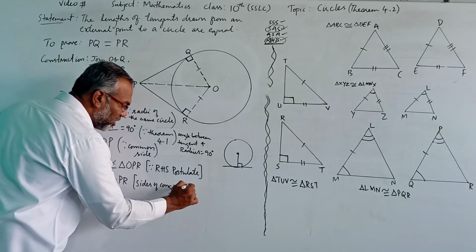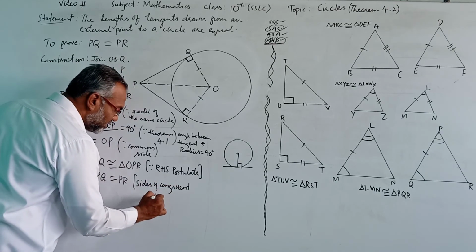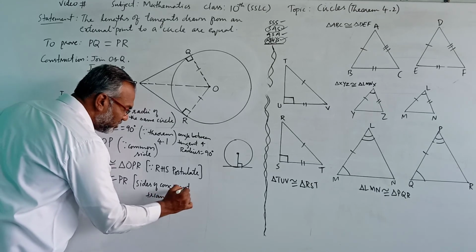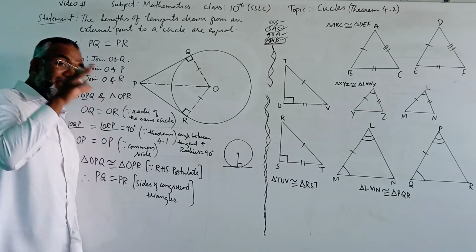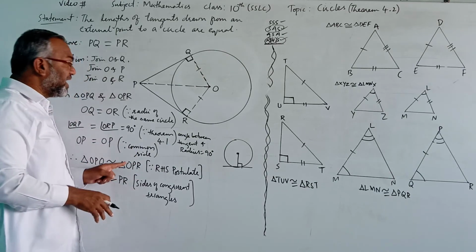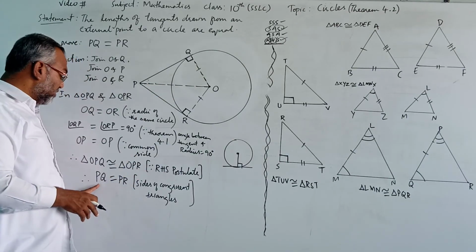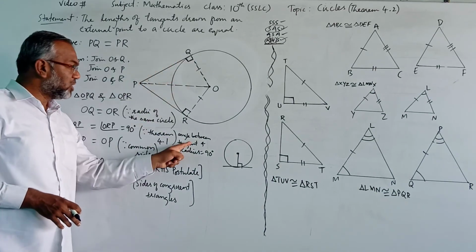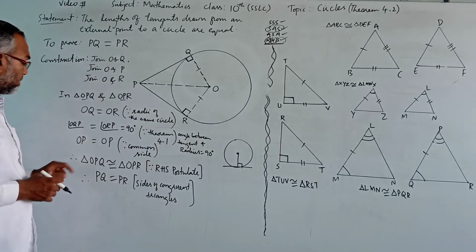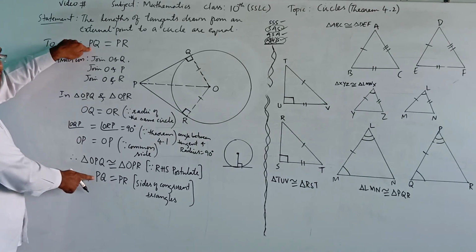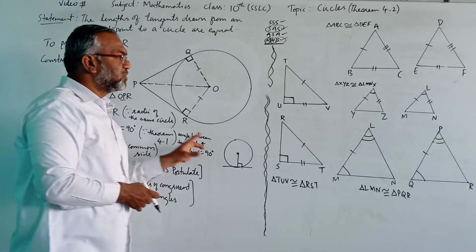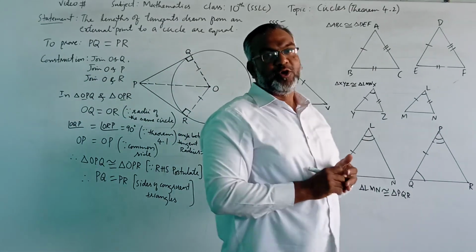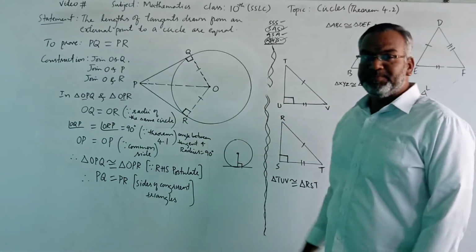All the sides of congruent triangles are equal, all parts are equal, and we have already proved that these two triangles are congruent, therefore their sides must be equal. PQ is equal to PR. Hence we got what we had to prove. So we got it, right? I hope you all understood this theorem.